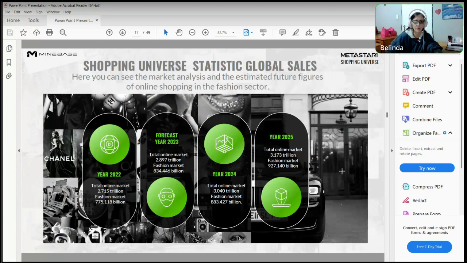Statistic: global sales. Okay, so this is more forecasting what the fashion market is going to produce. Now, if everybody does this online, or even a small percent of it goes online, it's still a huge earning potential.